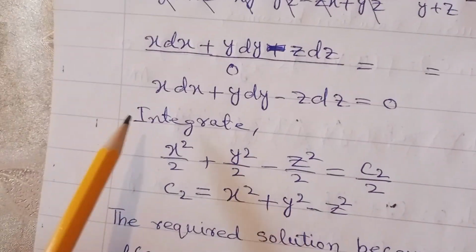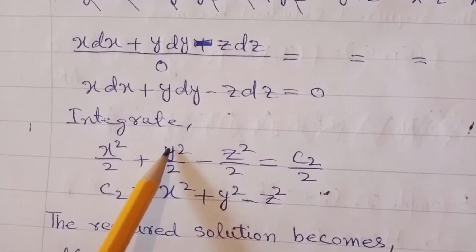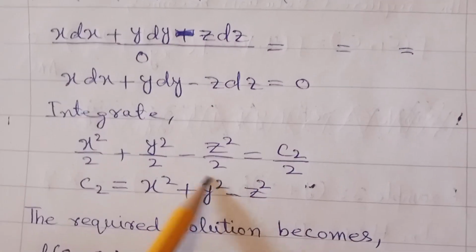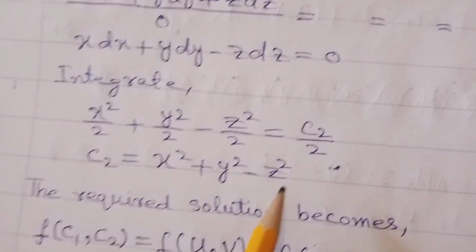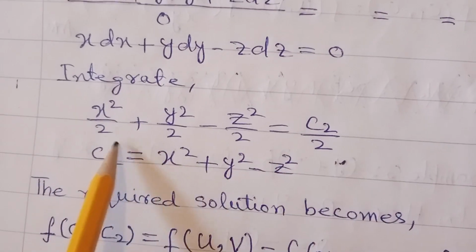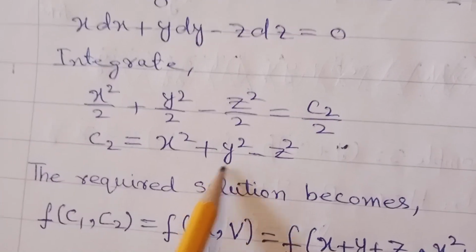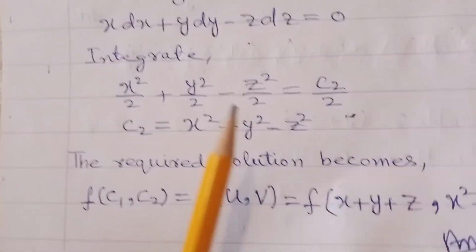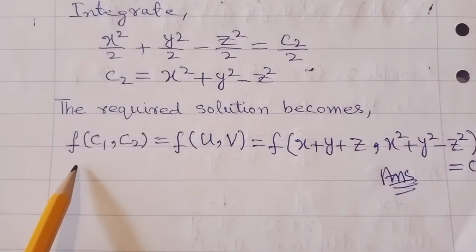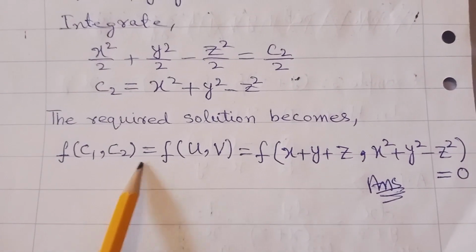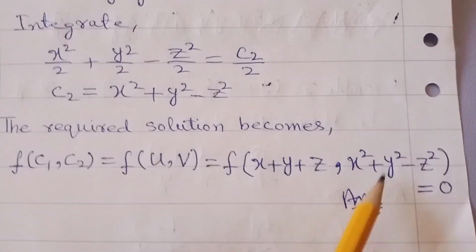After the integration, the integral of x will be x square upon 2, y will be y square upon 2, and z square upon 2 is equal to constant c2 upon 2. From here, taking 1 upon 2 common, the 1 upon 2 will be cancelled out. So c2 is equal to x square plus y square minus z square. This is our second solution, and the required solution can be written as f of (c1, c2) is equal to 0, that is, f(u, v) = f(c1, c2).